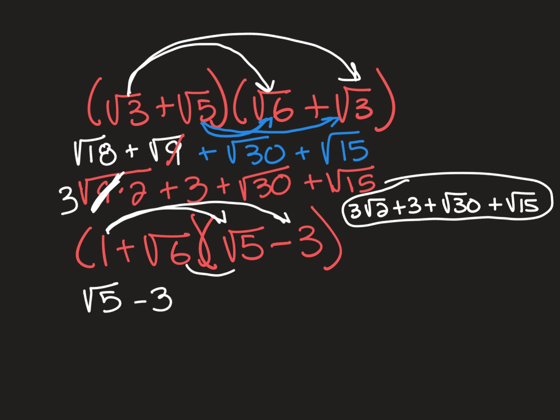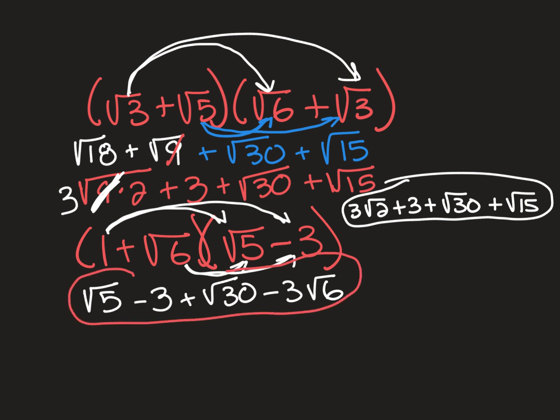Then I have the square root of 6 times the square root of 5. So that's the square root of 30. And then I have the square root of 6 times negative 3. So minus 3 square root of 6. I cannot simplify any of these. None of these are like terms. So again, it's an ugly answer, but we don't care.